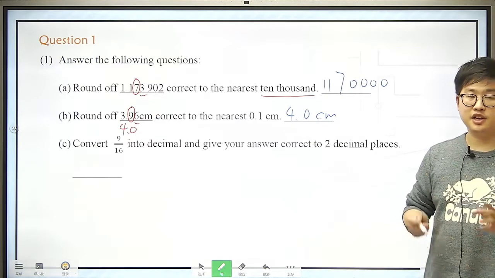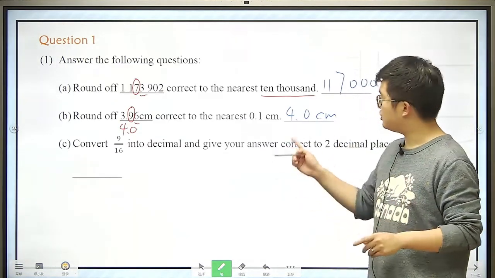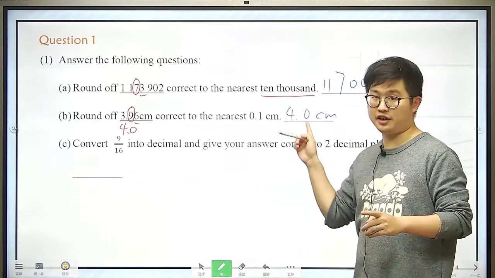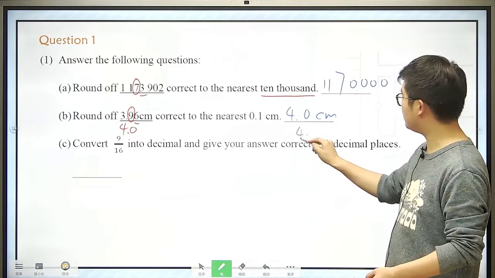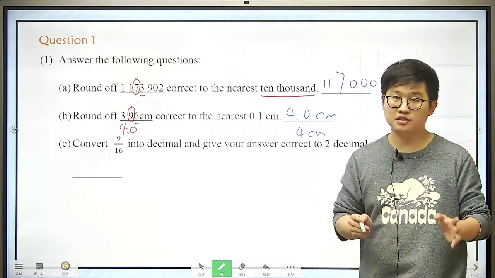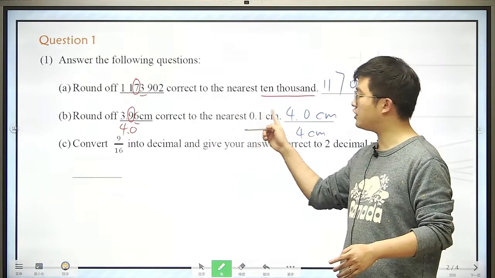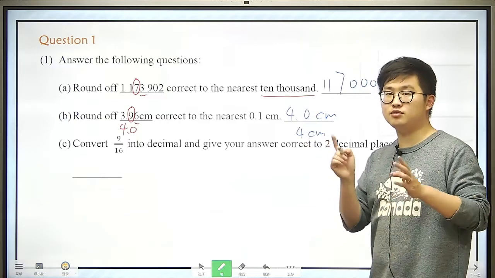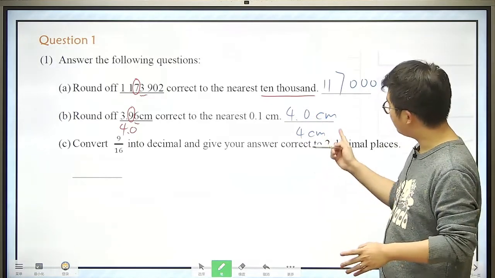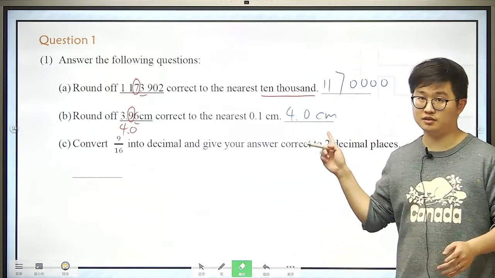Now pay attention, this is a detail. We must never forget the 0 here. Some of the students would think, come on, 4 centimeters is just the same. Yes, the value is the same, but now we need to correct it to 0.1 centimeter. So the 0 here must remain. All right, so this is not good. We need this.